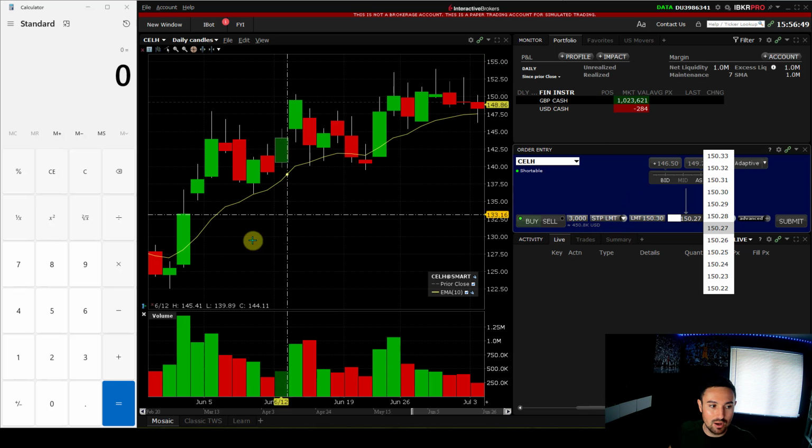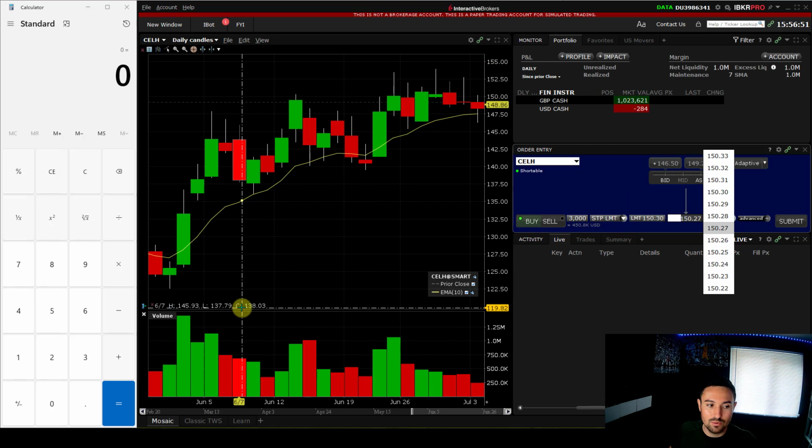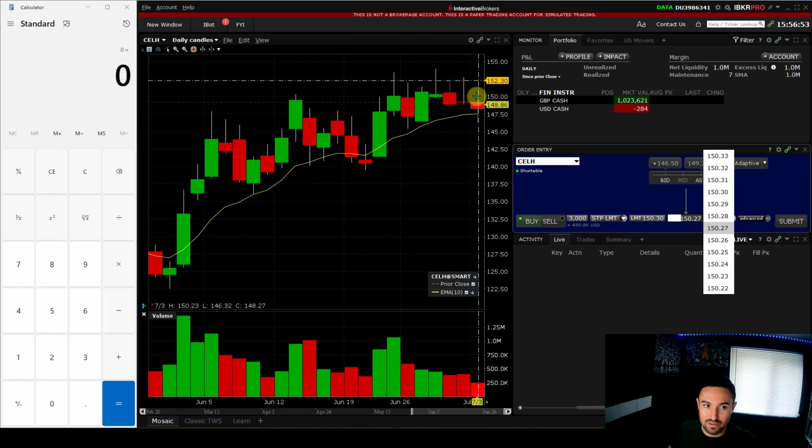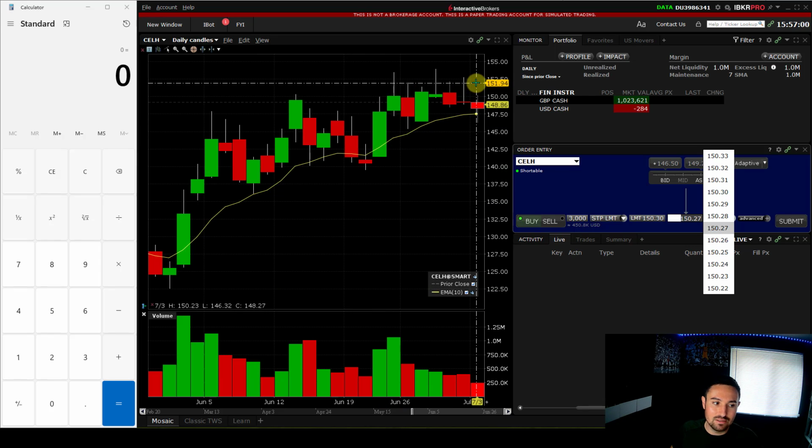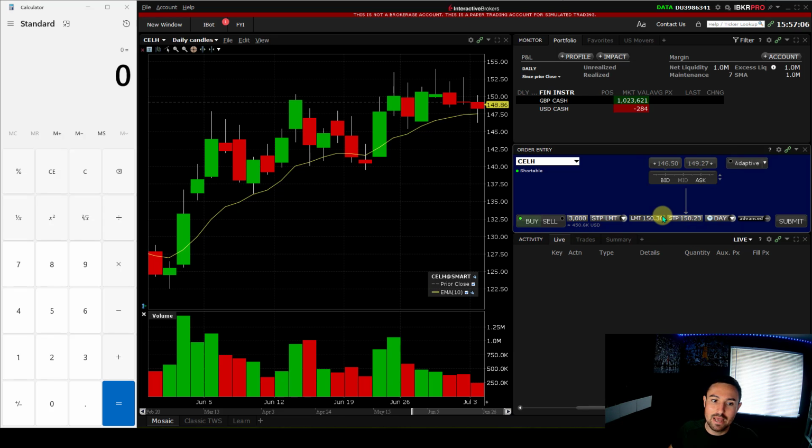So the high of the bar here, if you take a look down here, you'll have the high, the low, and the close. I'm most interested right now in the high of the bar and the low of the bar, because that's going to help me define the parameters of the trade. So the high of the bar there is 150.23. So that's going to be the trigger, 150.23.